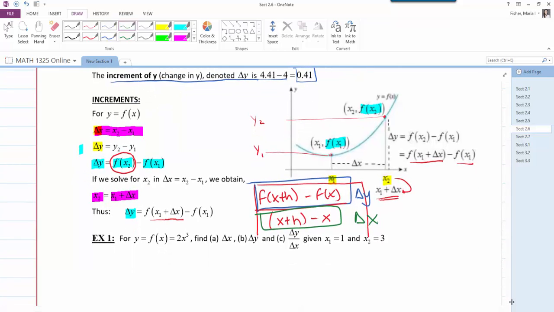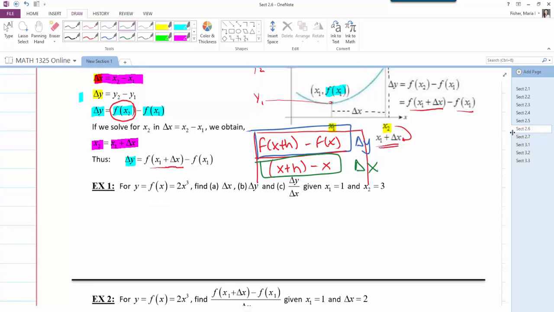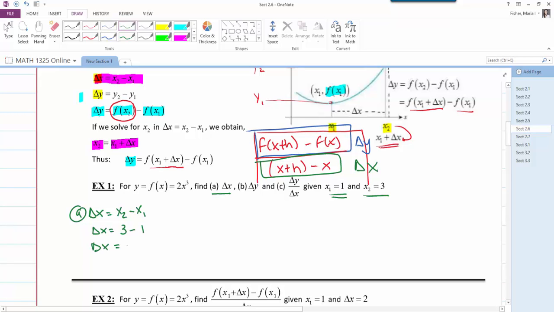So let's look at an example where we're applying some of this. Example 1. Given that y equals f of x is equal to 2x cubed, find delta x, delta y, and delta y over delta x, which is our slope, right? Given that x sub 1 is equal to 1 and x sub 2 is equal to 3. So, part A, find delta x. Well, delta x is always going to equal x sub 2 minus x sub 1. Well, x sub 2 is 3, x sub 1 is given as 1, so my delta x is equal to 2 in this case.